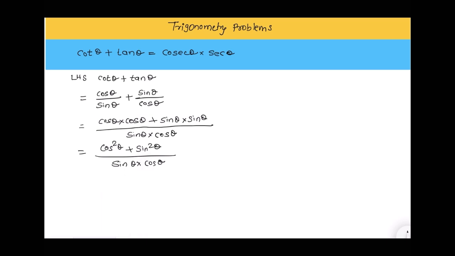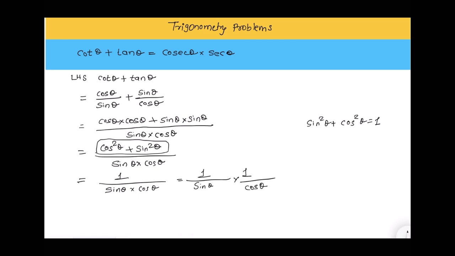Now tell me which trigonometric identity you will use. You have to focus on the numerator. What is the numerator? Cos square theta plus sin square theta. The trigonometric identity which we will use is sin square theta plus cos square theta is equal to 1. Hence we get 1 upon sin theta into cos theta. Simplifying it further, 1 upon sin theta into 1 upon cos theta. What is 1 upon sin theta? That's right, cosec theta.